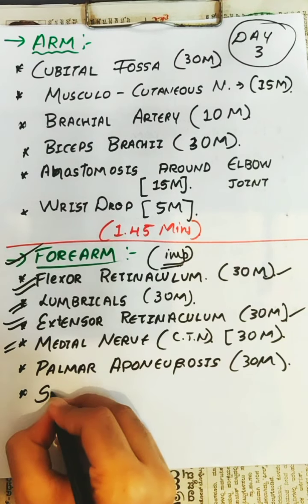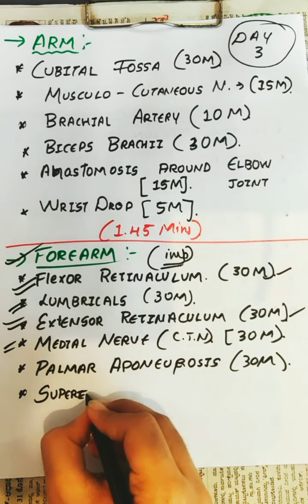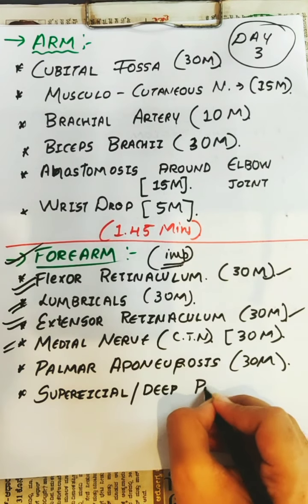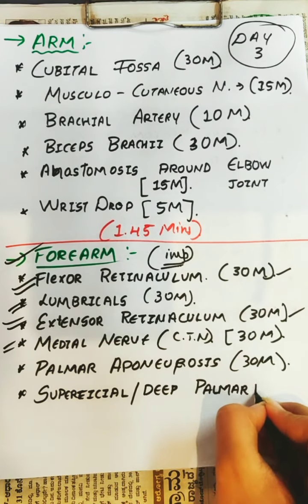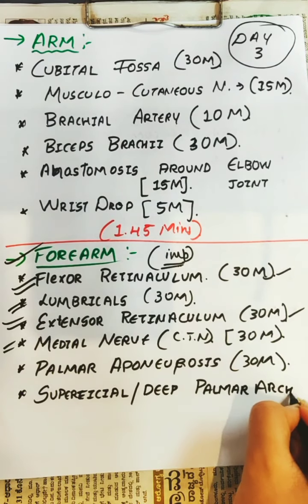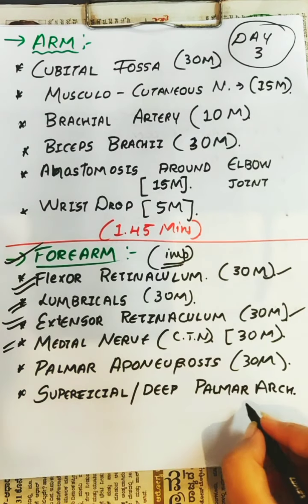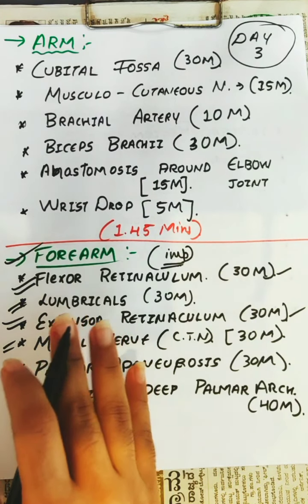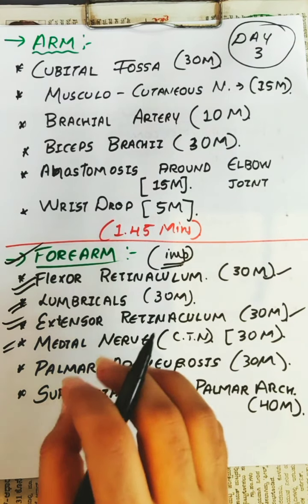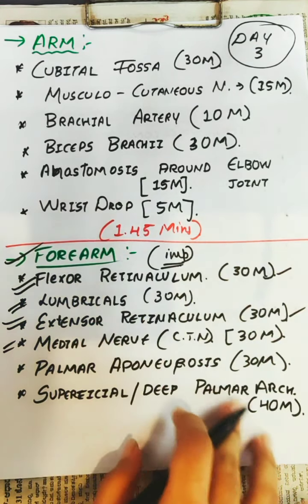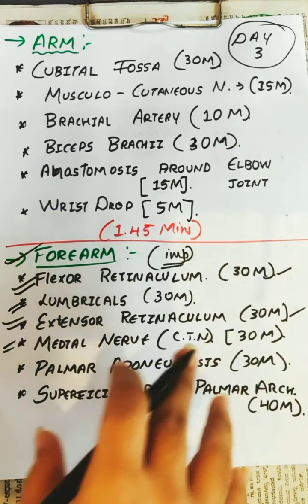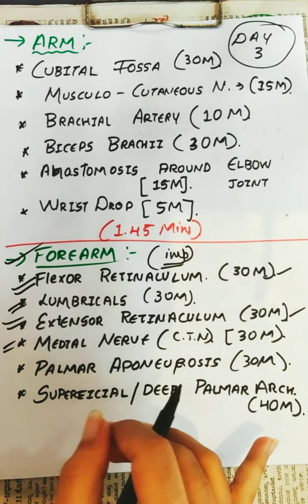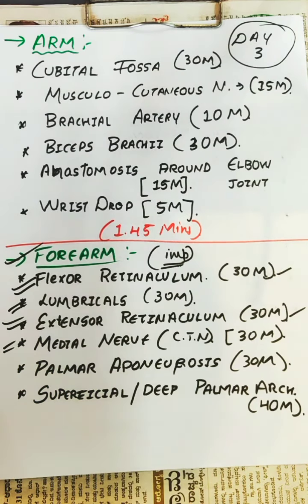Study the superficial and deep palmar arch. Study the superficial as well as the deep palmar arch. Take around 40 minutes to complete this topic. Yeah, I know forearm is quite a lengthy topic, so it will take some amount of time, but try to complete and compile all the topics within this given time. So that would be better. So superficial and deep palmar arch, it's a very important topic, so take around 40 minutes for this topic.